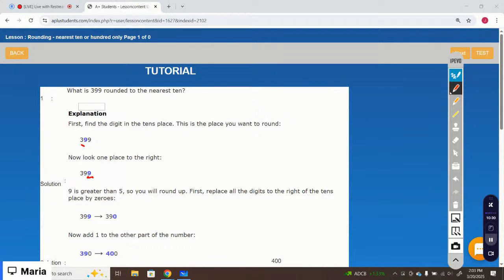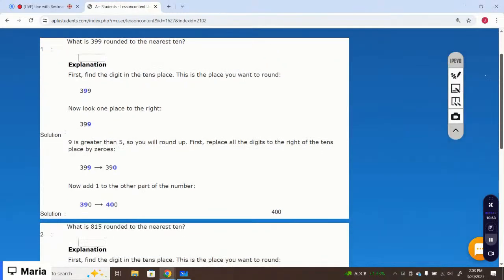When you compare this 9 to 5, it is greater than 5. So when it is 5 or greater, that means you need to round up. Round up means you need to add 1 to the tens digit, right? The tens digit is 9. 9 plus 1 makes 10, right? That means it will be rounded off to 400. Got it? So 399 is rounded to 400.